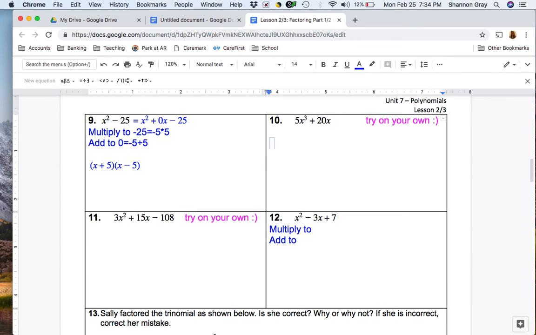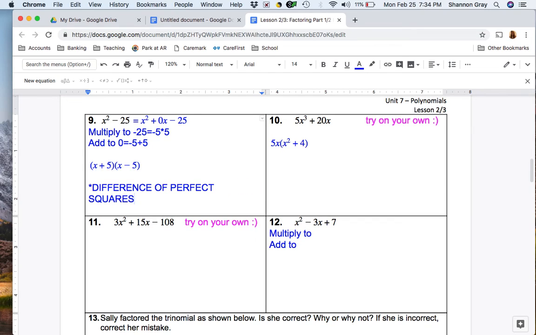All right, welcome back. So number 10, our GCF was 5x times x squared plus 4. Now, oh, I forgot to mention something. Hold on, let me go back to this one real quick. Sorry. This right here has a special name. It's called the difference of perfect squares because x squared is a perfect square. We know that from our radicals unit. And 25 is also a perfect square. And difference means subtraction. So we're subtracting two perfect squares. That's a special name for that polynomial.